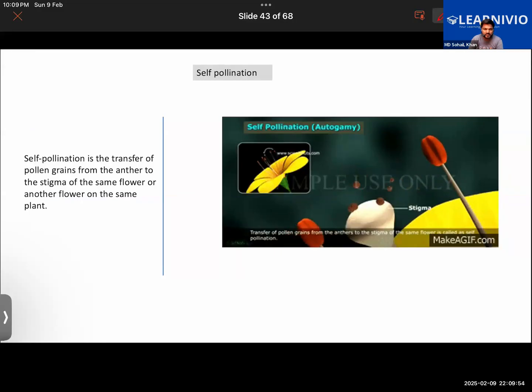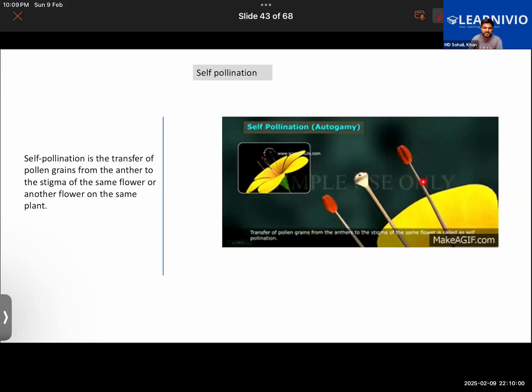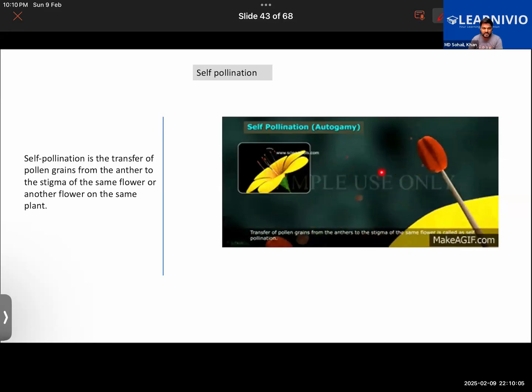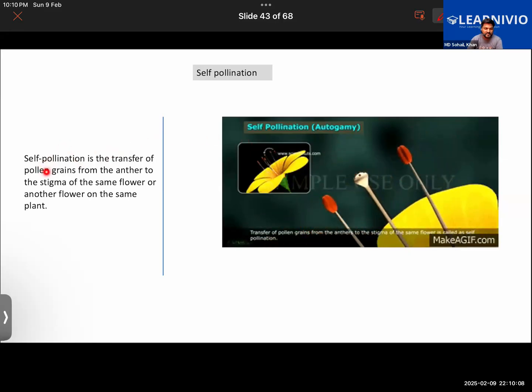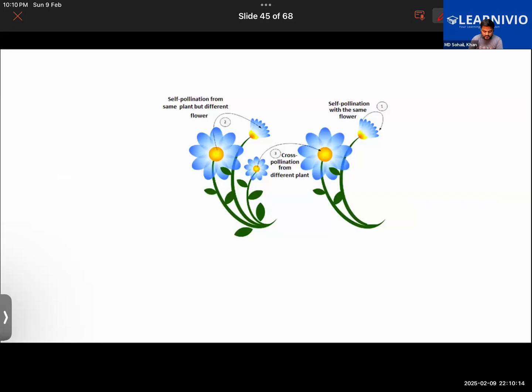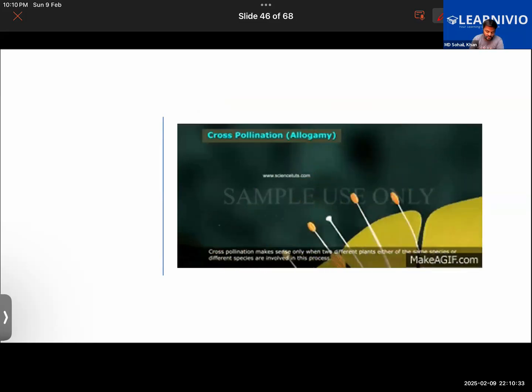It is of two types: self-pollination, also called as autogamy, in which the pollen grains are landing from the anther to the stigma of the same flower or of another flower but on the same plant. Getting it now? But as for cross-pollination, the pollen grains would be landing from the anther of the flower to the stigma of another flower on a different plant. So that's the case of cross-pollination, also called as allogamy. As you can see here in the animation.